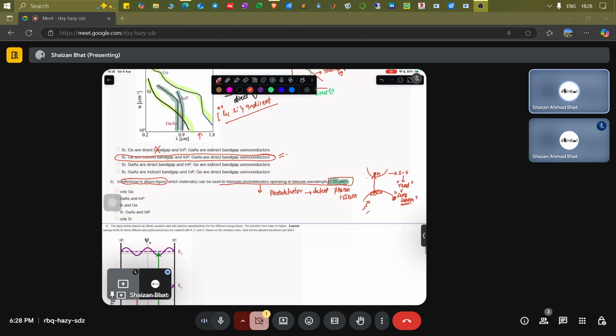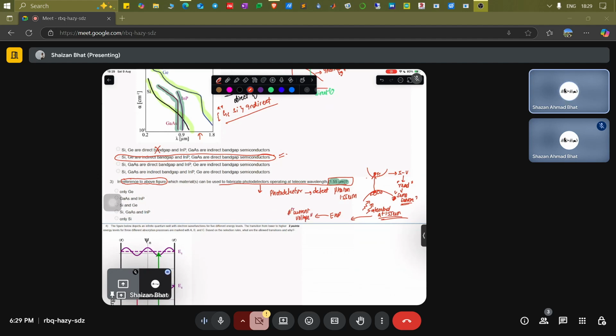That means the incoming photons should get absorbed at 1.55 microns. Only when they get absorbed will they be able to generate electron hole pairs. And only when electron hole pairs are generated will they be able to flow as a current or voltage. Then only can we measure the current or the voltage.